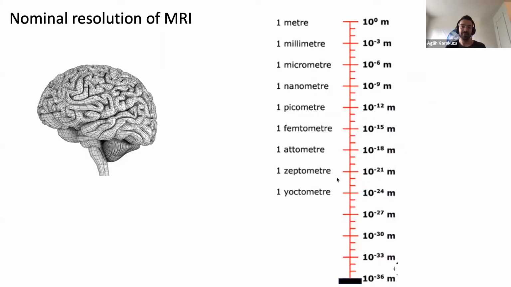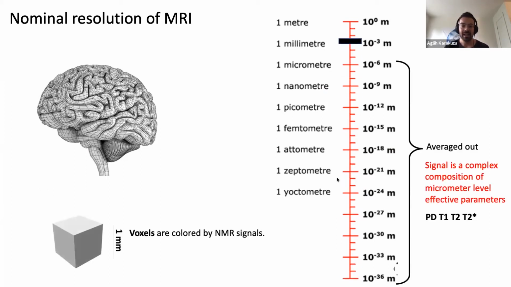But in the case of MRI, we are imaging building blocks of what already exists, and the nominal resolution in this game is on the scale of millimeters. And unlike game developers, we cannot color these cubes as we like, but it is determined by the signal we measure. And this signal is a complex composition of micrometer level effective parameters, and every other physical interaction below this scale is smoothed over, such as quantum molecular dynamics.